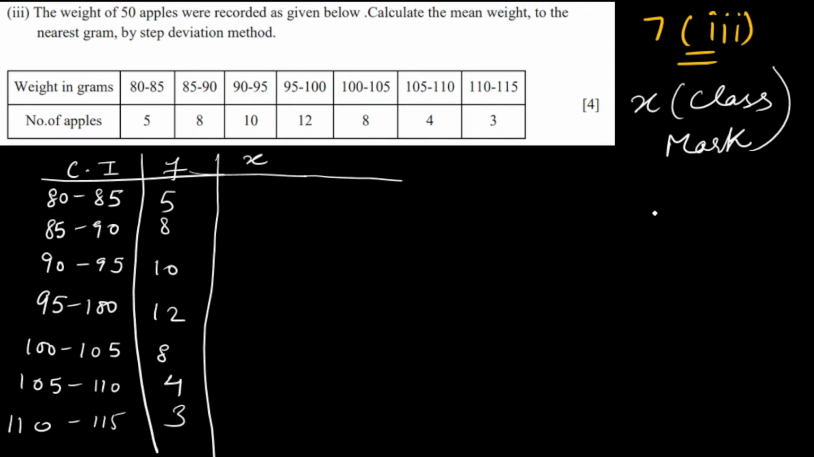So how to find class mark? See, class mark is only for mean we have to find. It's not required for mode, and it's not at all required for median. So keep these things in your mind. Class mark, how to find? We will add both the limits of the interval, like lower limit is 80, upper limit is 85. So 80 plus 85 divided by 2. In the next one, 85 plus 90 divided by 2. Like this we have to find the class mark for each interval. So what will we get? 80 plus 85, I think it is 165 by 2.